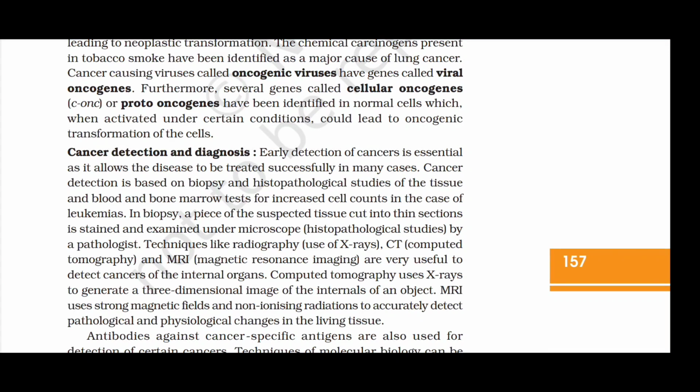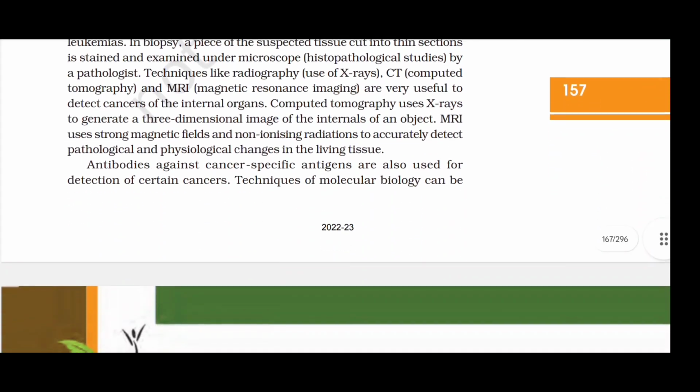Techniques like radiography, use of X-rays, CT, computed tomography, and MRI, magnetic resonance imaging, are very useful to detect cancer of the internal organs. Computed tomography uses X-rays to generate a three-dimensional image of the internals of an object. MRI uses strong magnetic fields and non-ionizing radiation to accurately detect pathological and physiological changes in the living tissue.